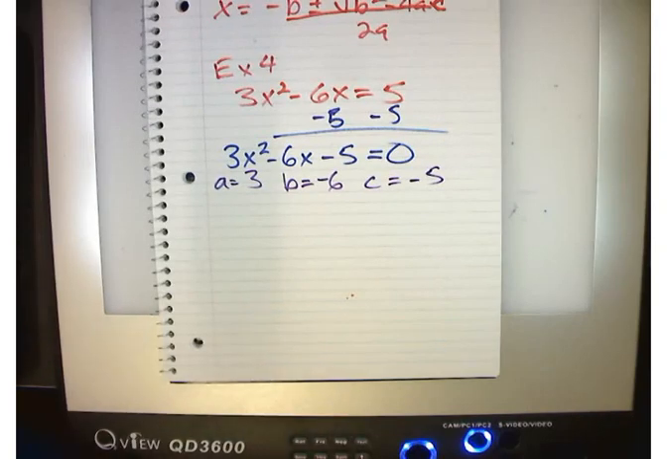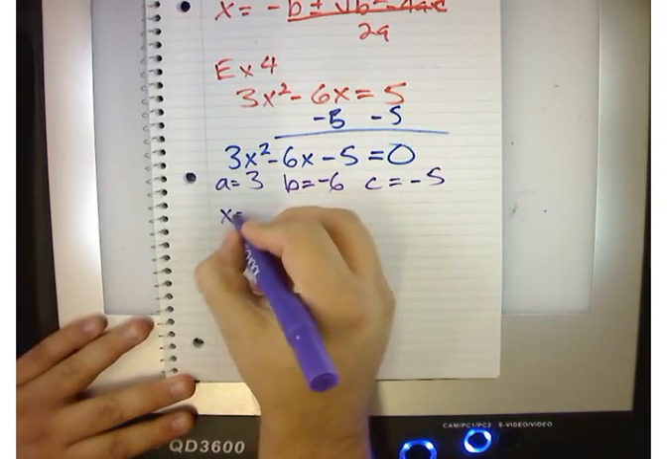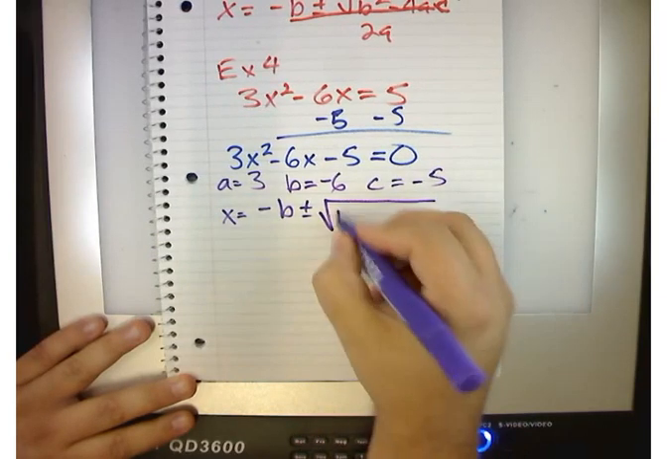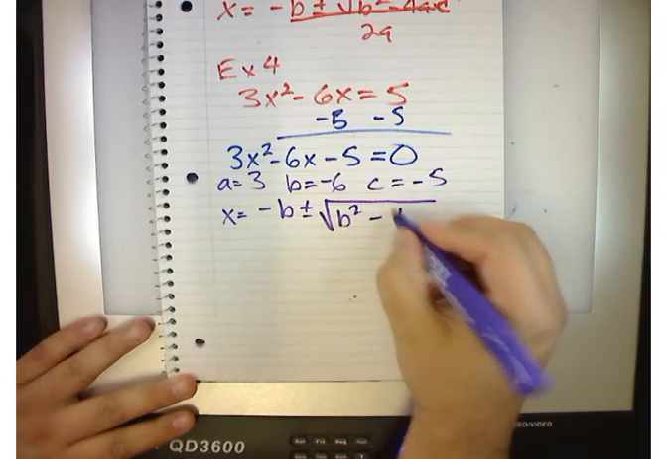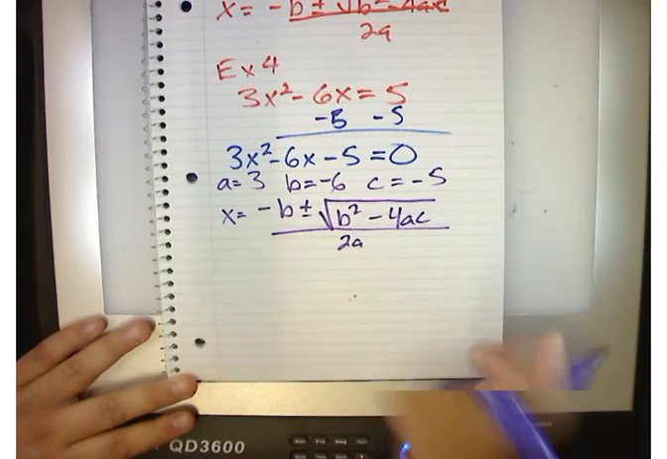Now to solve where this is going to cross the x-axis, the roots or the solutions or the zeros, it's a lot of stuff, I'm just going to plug all this stuff into that formula. So I'm going to say x is equal to negative b plus or minus the square root of b squared plus, or I'm sorry, minus 4ac all over 2a. Whew, that's a lot of work.